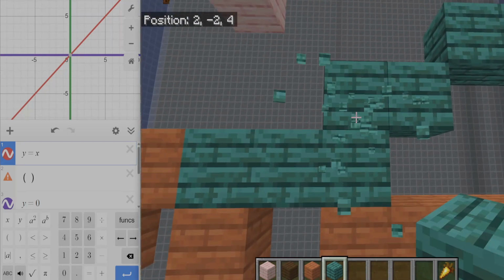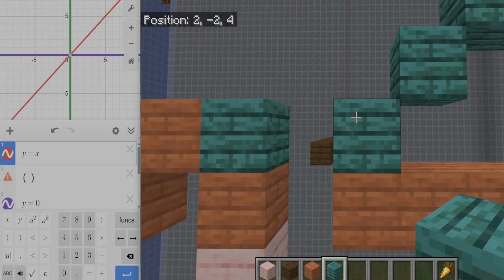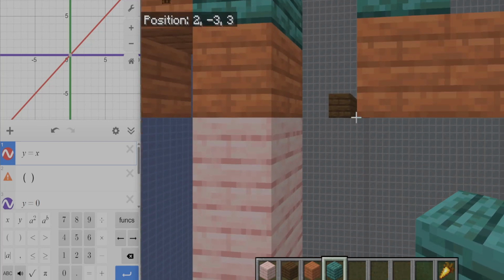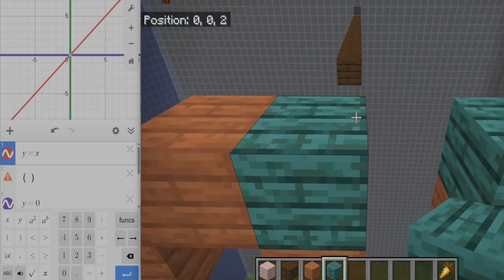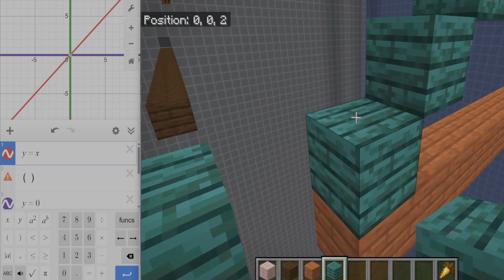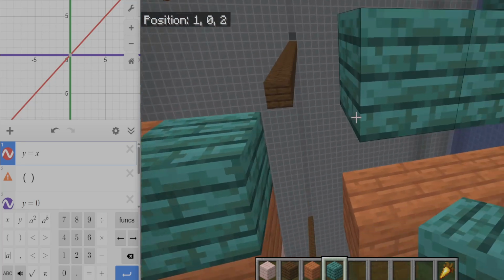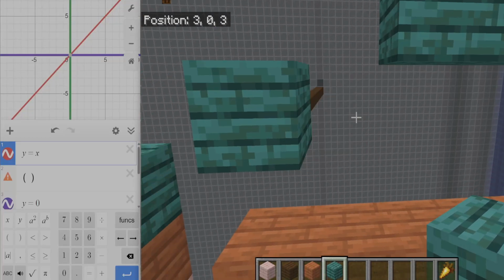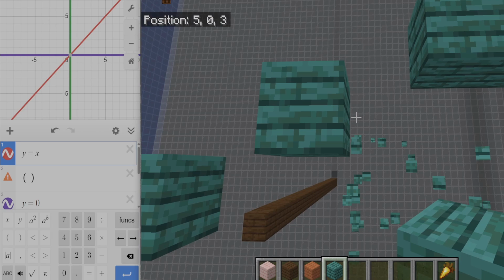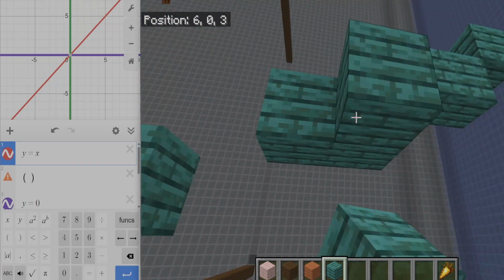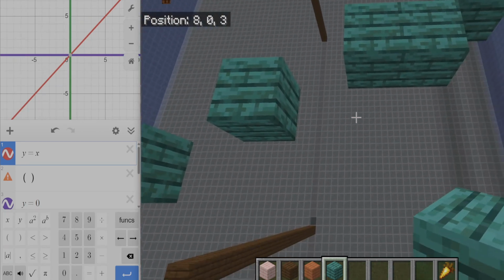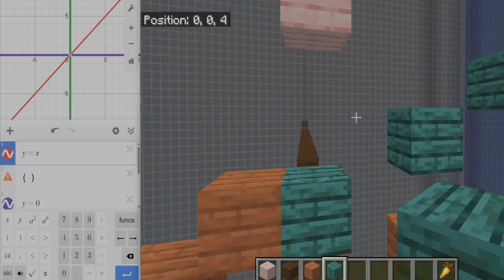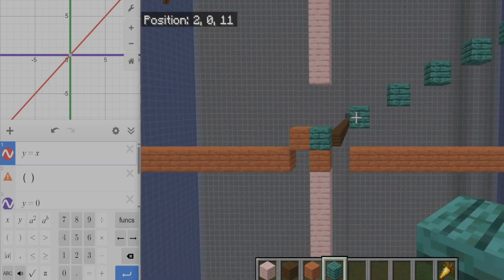And for now, I am going to remove this one. Oh, I had that. 1, 2, up 1. Goes there. 1, 2, up 1, and we continue the same pattern. There we go.